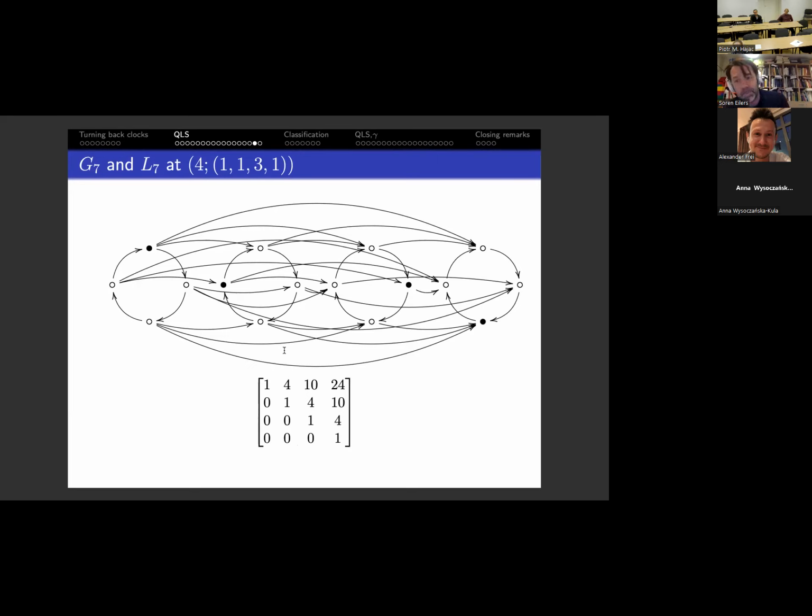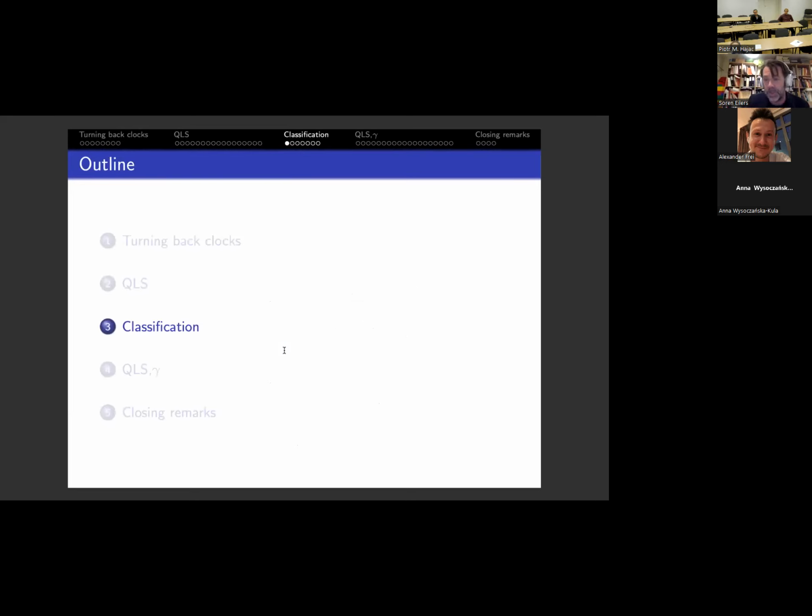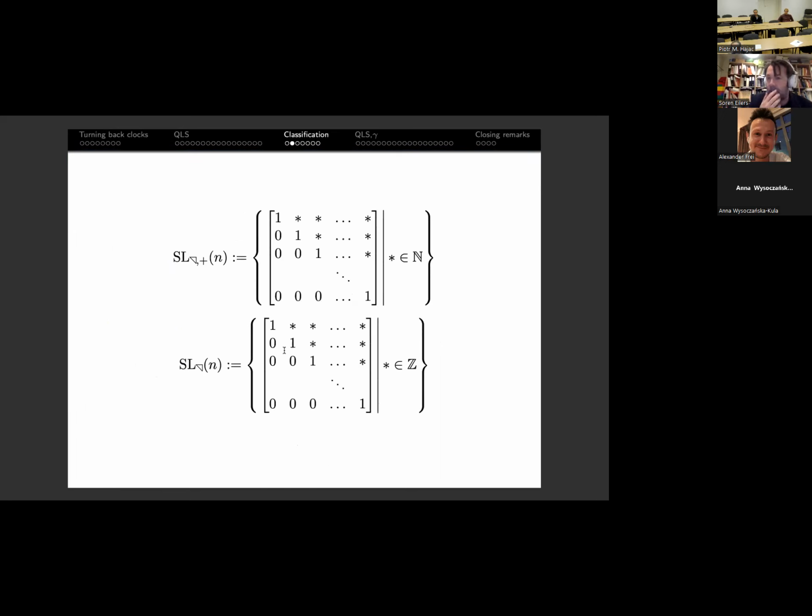In order to answer that question, we have to look a little bit into the classification theory for unital graph C-star algebras, and it turns out that there's a very nice result that you can use here. Let me just introduce some ad hoc notation. An upper triangular SL matrix with positive entries is just an n by n integer matrix.